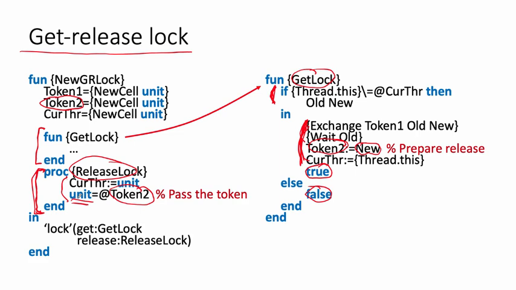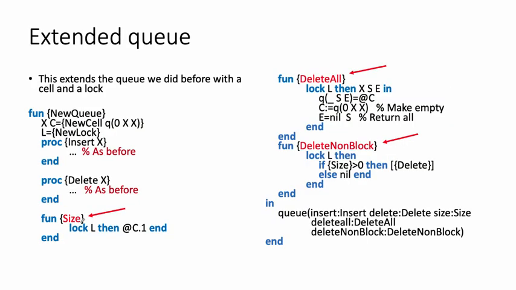So it's not always the same. It has to be updated. So the lock then has two operations, get and release. Okay, so that's a get release lock. We also extend our queue. So here we have a queue.